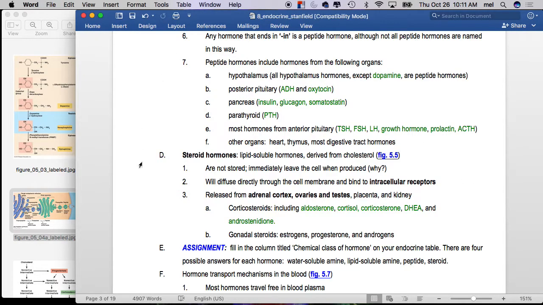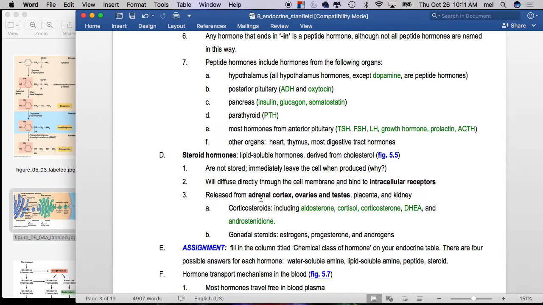All right, so let's talk about the peptide hormones. By the way, peptide hormones are by far the most abundant, so if you forget on a test or a quiz, just guess peptide. It's the most likely right answer, okay? The peptide hormones include hormones from the following organs, and we're going to go through some of these. We won't get to all of them today.